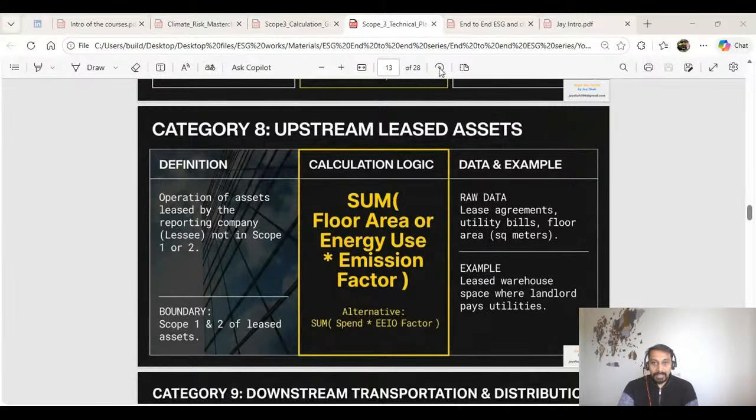So up to category 8, we have covered all the categories that are part of the upstream. Categories 9 to 15 are part of the downstream. We will have a 5-minute question and answer session. So if you have any question for the upstream categories, just mention it in the chat box. I will read and I will try to answer all the questions.